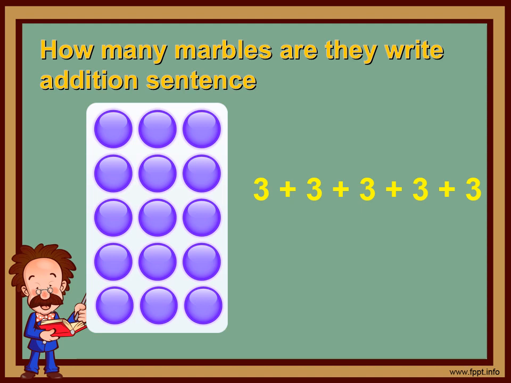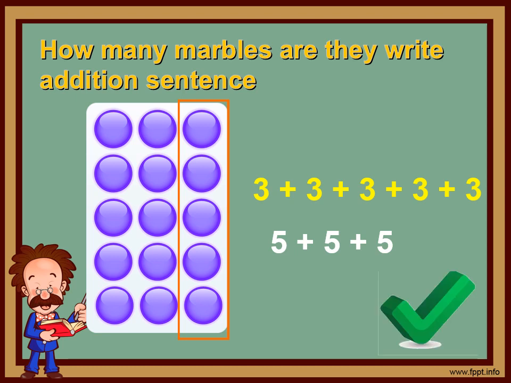Or I can write it as what? Yes, columns. How many in each column? Let's count. 1, 2, 3, 4, 5. So 5 marbles in each column. So I'm going to write 5 plus 5 plus 5. Very good. Excellent, students. You're excellent, primary 2. This is right. Good job.